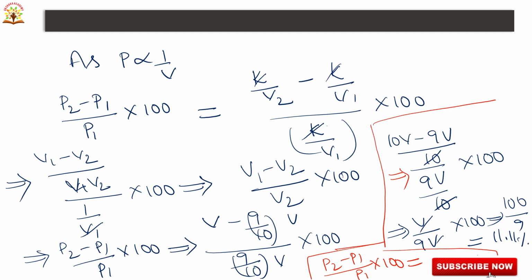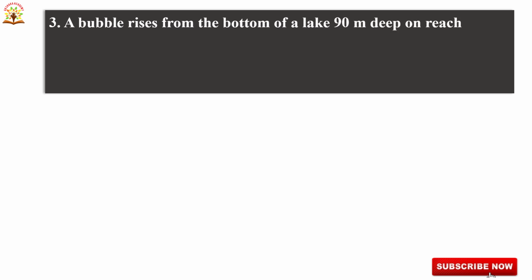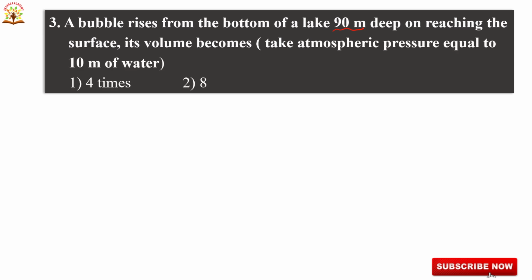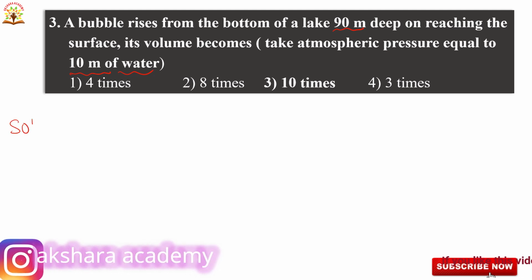Next we'll go to the next question. A bubble rises from the bottom of a lake 90 meters deep. On reaching the surface, its volume becomes? Here we have to take atmospheric pressure equal to 10 meters of water. So now let us go to the solution.